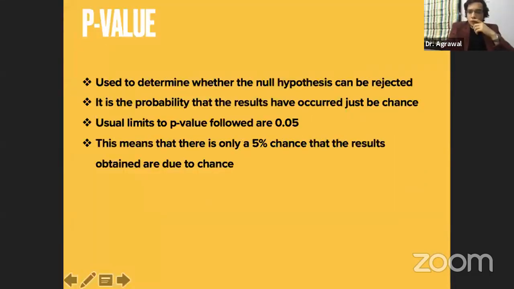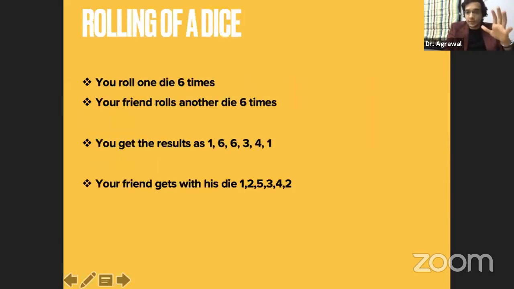So let's move on to the next example. Consider you're having an argument with your friend. You have your own die, he has his own die. You're playing some game, and he complains that no, your die gets the number 6 more times than his does. And you say, no, that's not true, our dice are the same. So that's essentially your null hypothesis, that both the dice are the same.